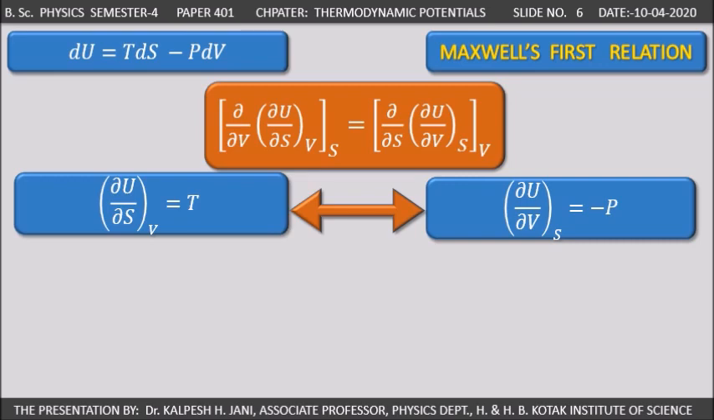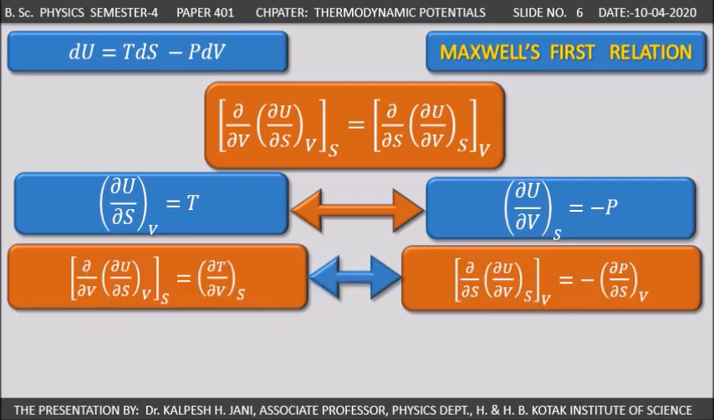Now further we shall differentiate these two terms with the next variable. We shall take the second order partial differentiation of these two terms with the next variable. So if you do so, then we have to differentiate del U by del S further with respect to V, keeping entropy constant, and when you do so, we have also to partially differentiate T with respect to V. So we get del T by del V at a constant entropy S.